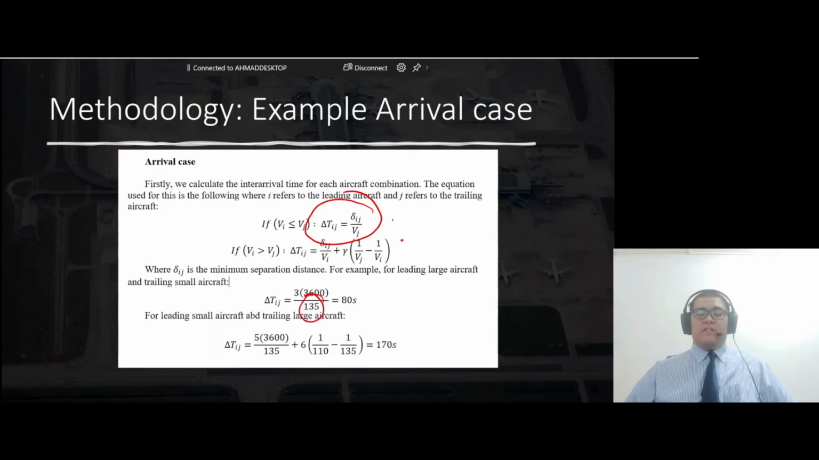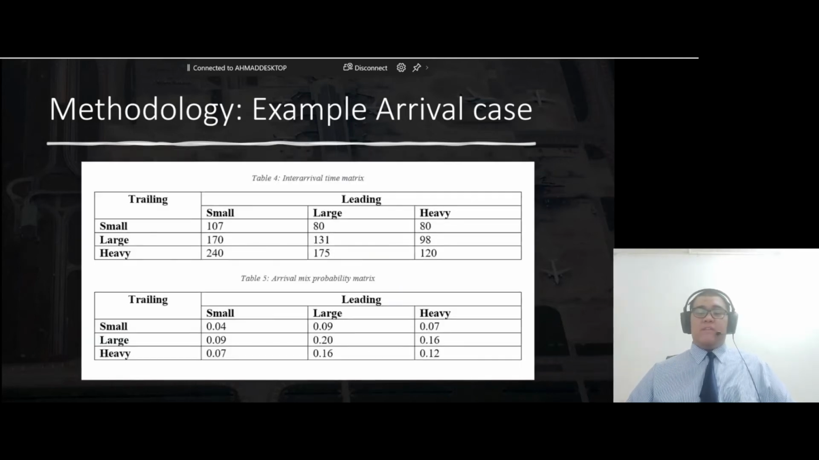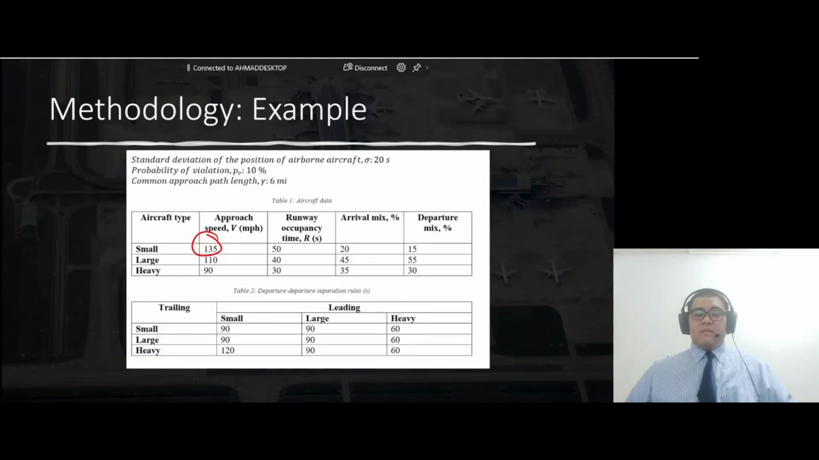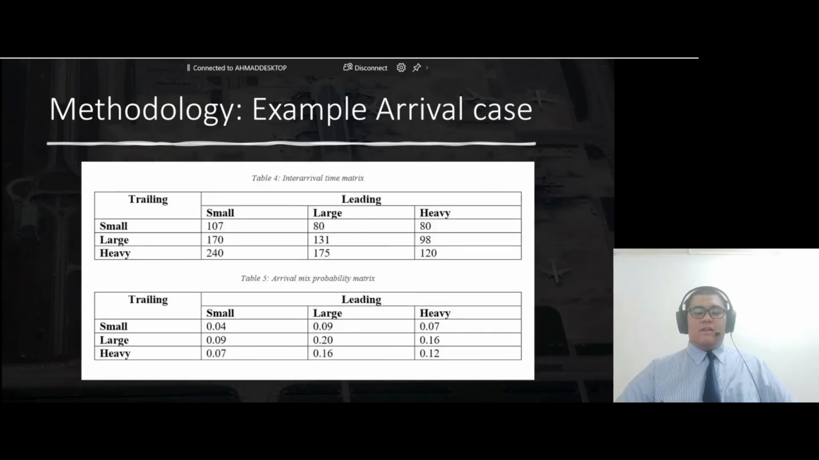And for a leading small aircraft and a trailing large aircraft, we will use this formula. So then we get 170 seconds. And we do the same thing for the other combinations of aircraft, and we will get this matrix. Next, we will also need the arrival mix probability matrix. This is done by simply multiplying the probability of both aircraft types. So say, for example, we have a large aircraft and a small aircraft. We simply multiply 0.45 times 0.2. That is going to give us 0.09.